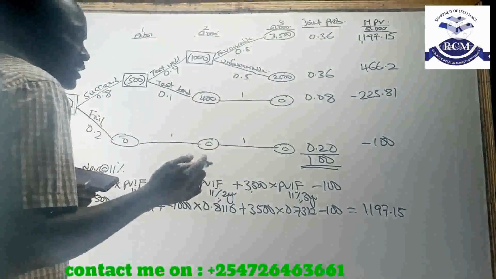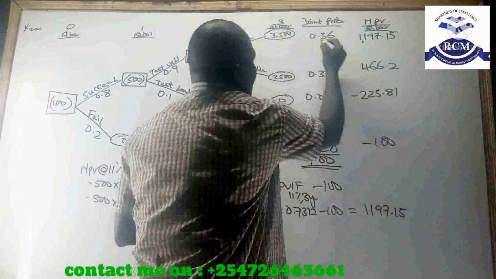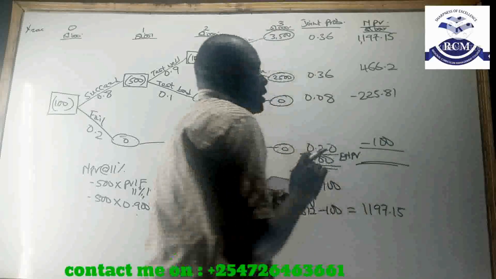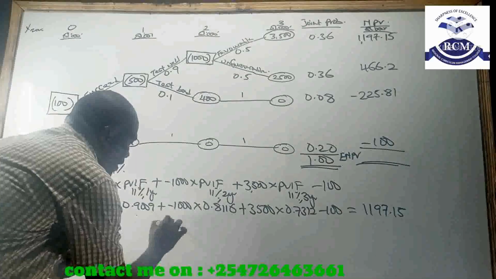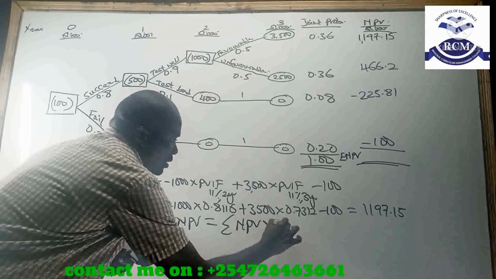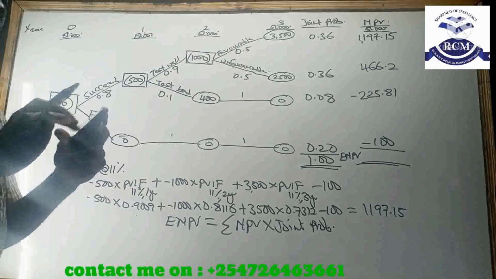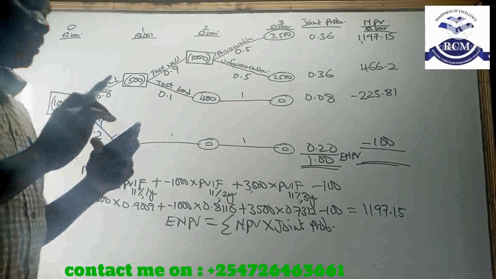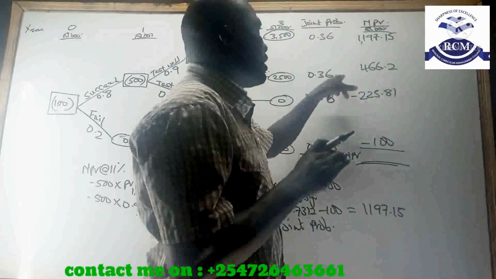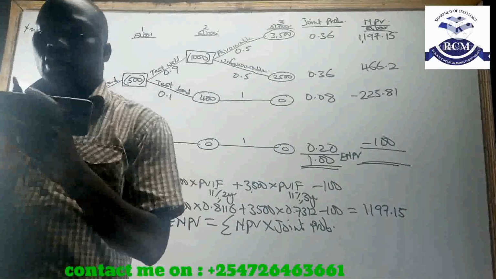So therefore, our expected NPV becomes here. Kindly note that our expected NPV equals the summation of NPV times joint probability. So this times this, plus this times this, plus this times this, plus that times that, we get our expected NPV there.